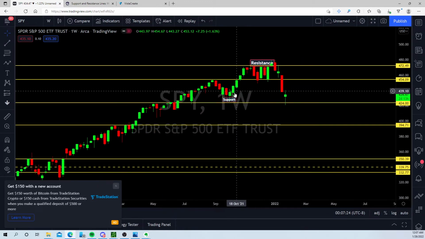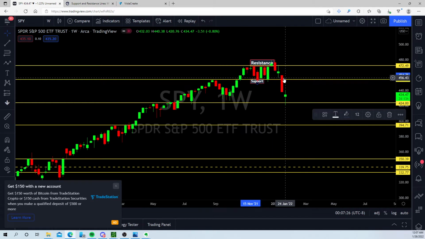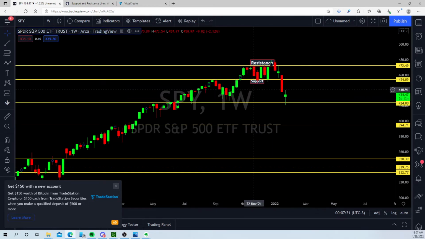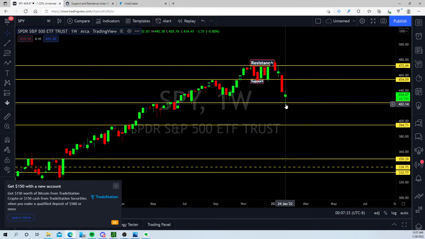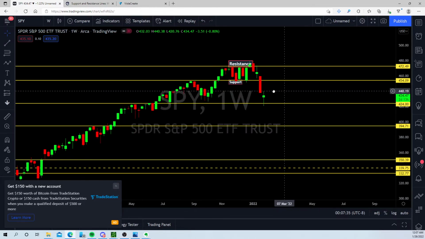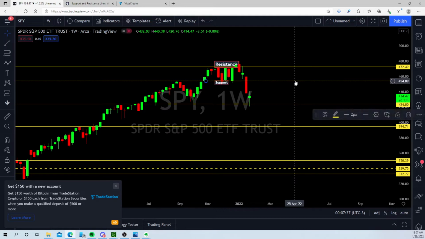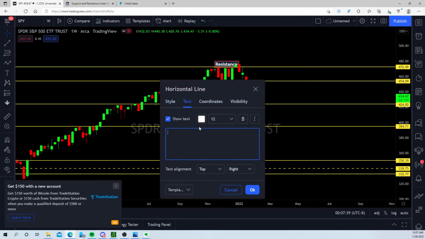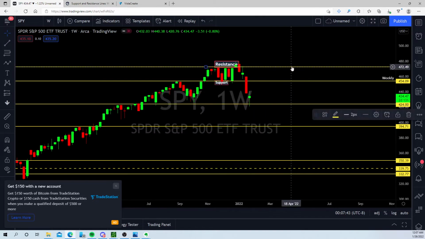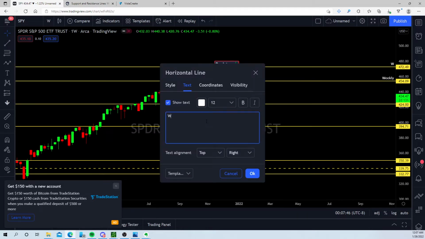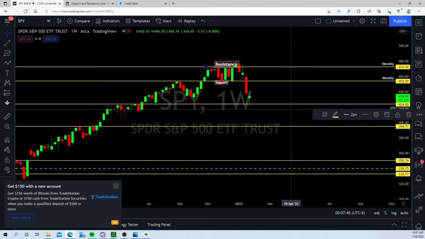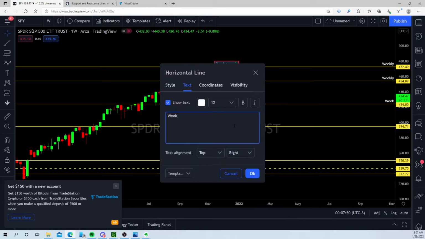So now we found the resistance, support. It broke support at 453. If you would have figured this out before, you could have waited, and it could have dropped all the way to 422. But since we found our weekly, these are the biggest levels. So now what you guys want to do is put weekly levels, type them up, or change the color code for weekly levels, which is a big level.